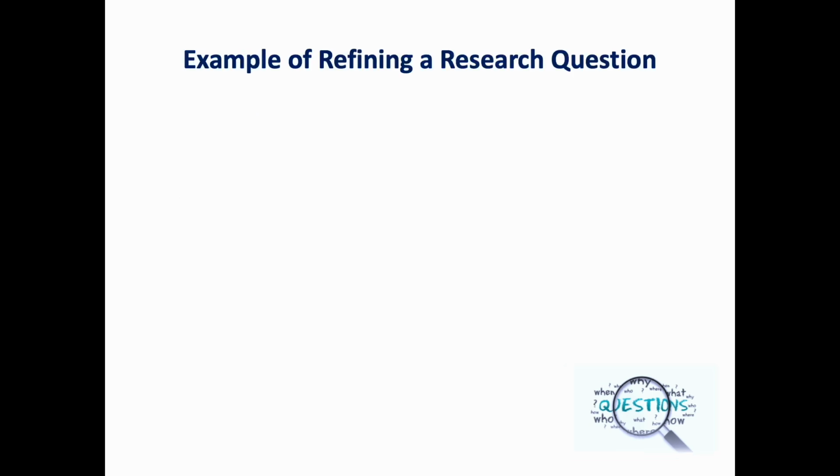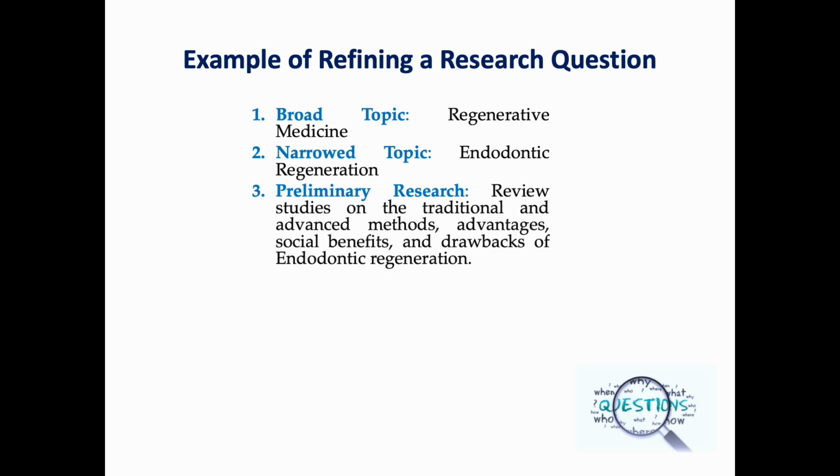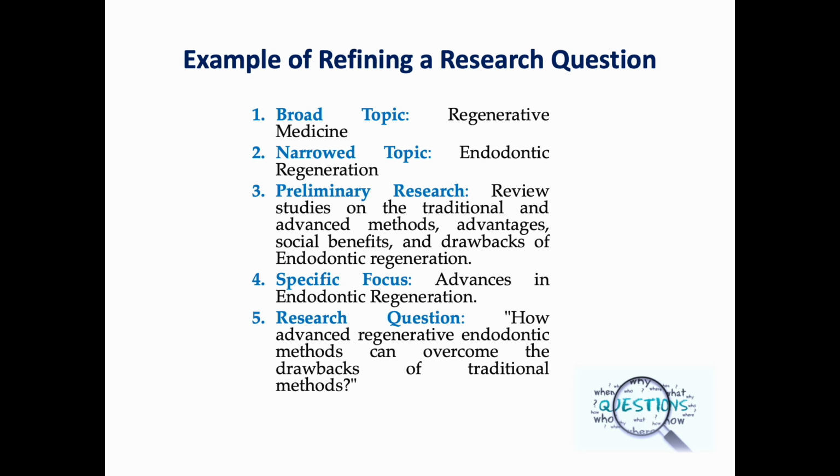Now coming to an example of refining a research question. Here we have given an example from my domain, where the broad topic can be regenerative medicine, which we can narrow down to endodontic regeneration. For the preliminary research, we can review studies on the traditional and advanced methods, their advantages, benefits and drawbacks in endodontic regeneration, to find the specific focus, advances in endodontic regeneration, and frame a question like this: how can advanced regenerative endodontic methods overcome the drawbacks of traditional methods?